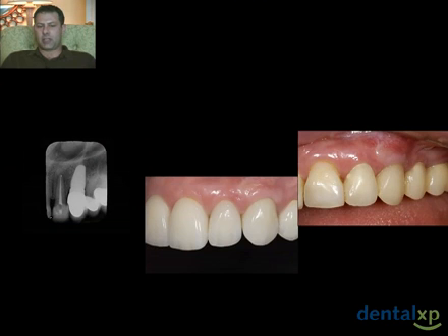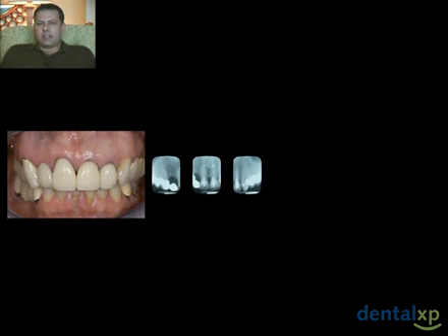And radiographically you can see that that implant is in the upper left canine area. How about this situation? This patient had this bridge for 25 years. She's very unhappy with the way it looks.